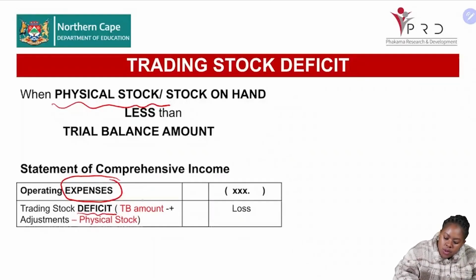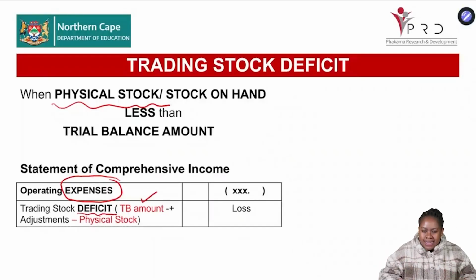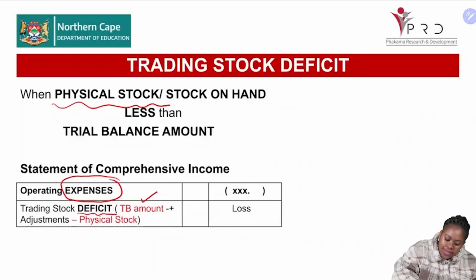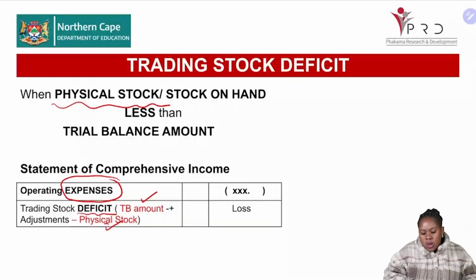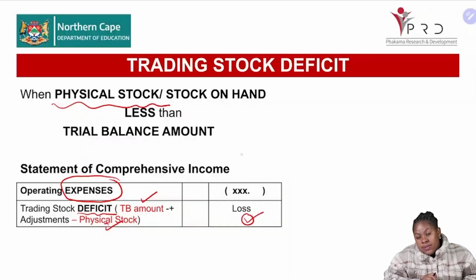And then I'm going to take my trial balance amount plus minus my adjustments. Okay, and then I will subtract my physical stock. Then I will get my loss. That is a 3 out of plus minus 5, sometimes 6 or 7 marks, depending on the way in which the examiner is going to test this question. But be prepared, grade 12s. Know what is expected from you.